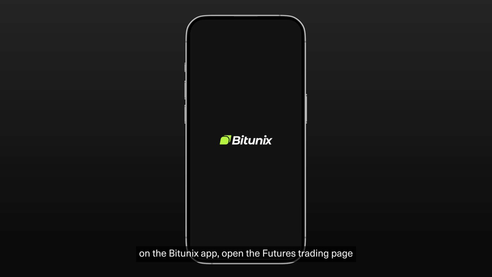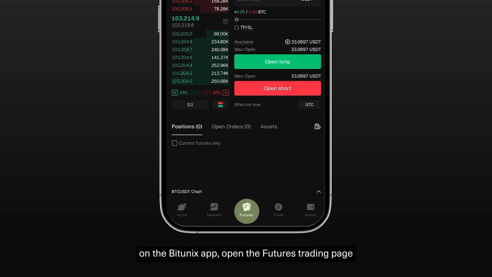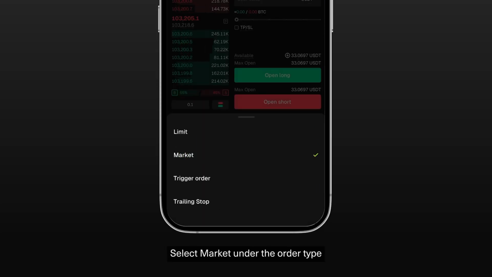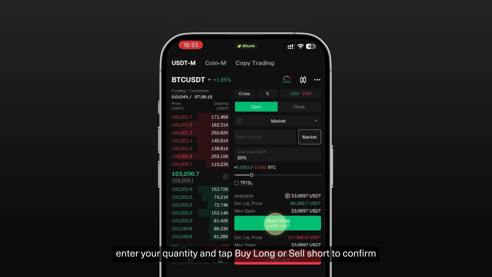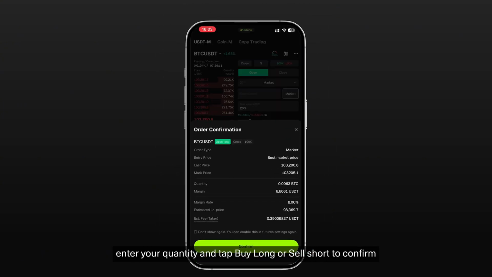On the Bitunix app, open the Futures Trading page. Select Market under the order type, enter your quantity, and tap Buy Long or Sell Short to confirm.